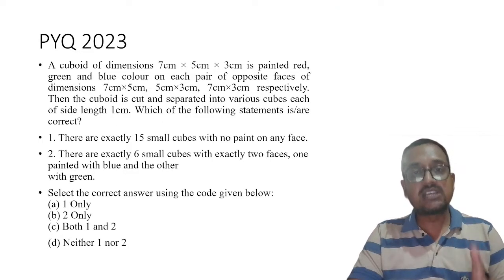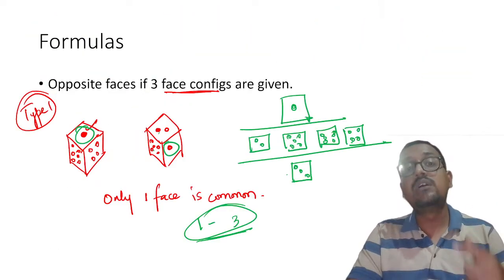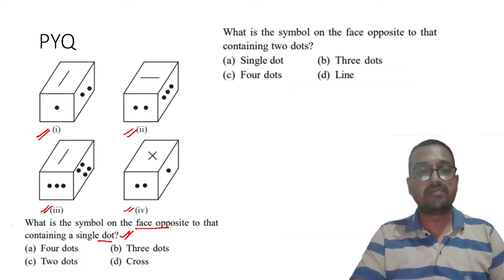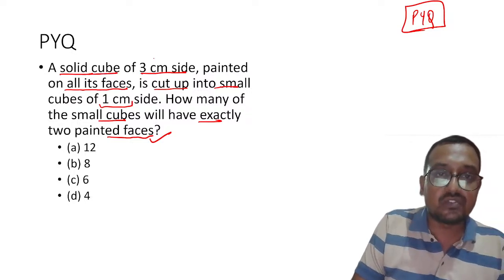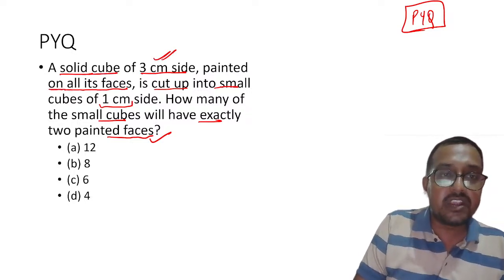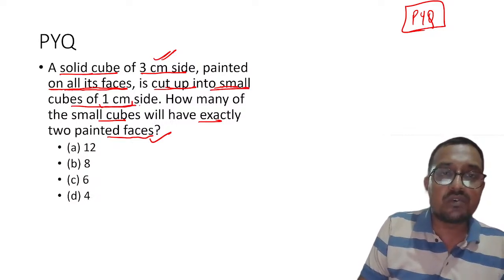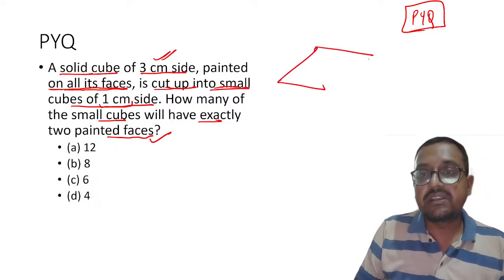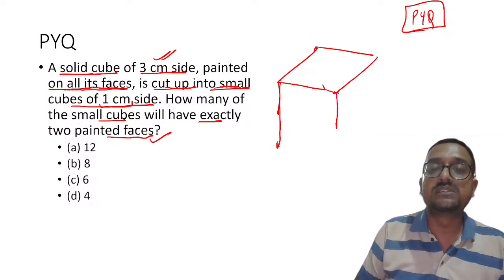Okay. Now my dear students, I will go back and start to solve the questions which I gave you earlier and told that I will solve them. Clear? So my dear students, let us try this question first. A solid cube of 3 centimeter side painted on all its faces is cut up into small cubes of 1 centimeter side. Understood? So my dear students, 3 centimeter cut up in 1 centimeter. That means on each edge there will be 3 cubes.